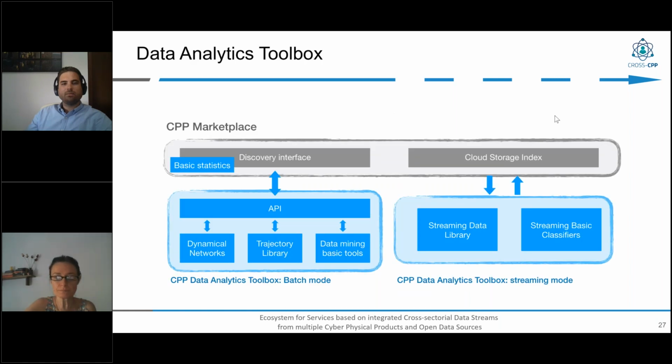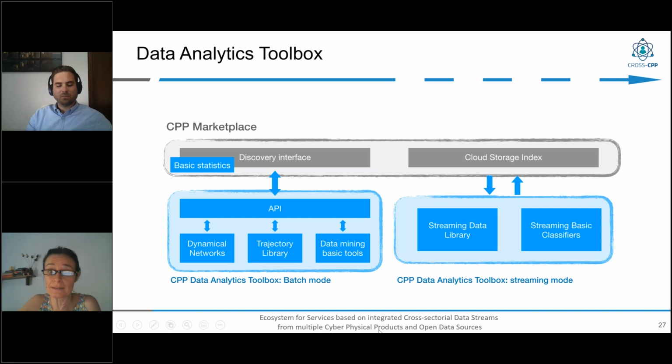Are you seeing my screen? Still no. Yes, I can see your screen. But okay, I thought something had gone, and I cannot see my screen now. Okay, now. So sorry for this.